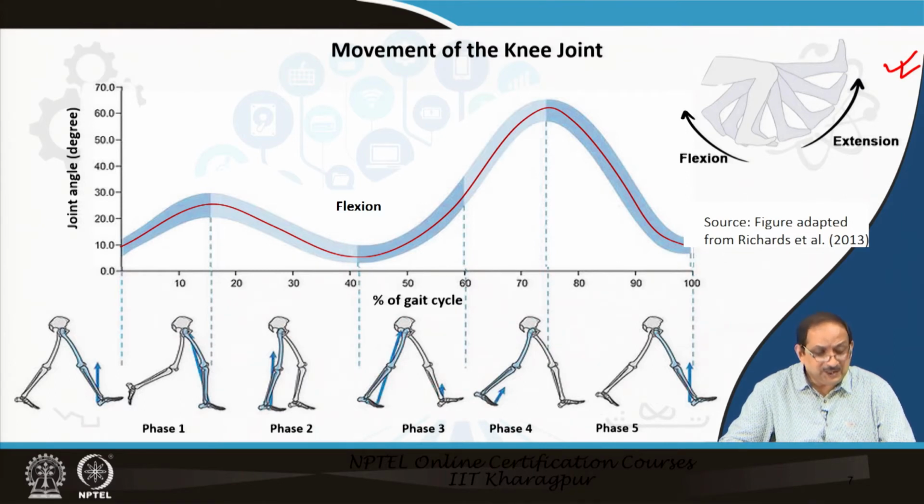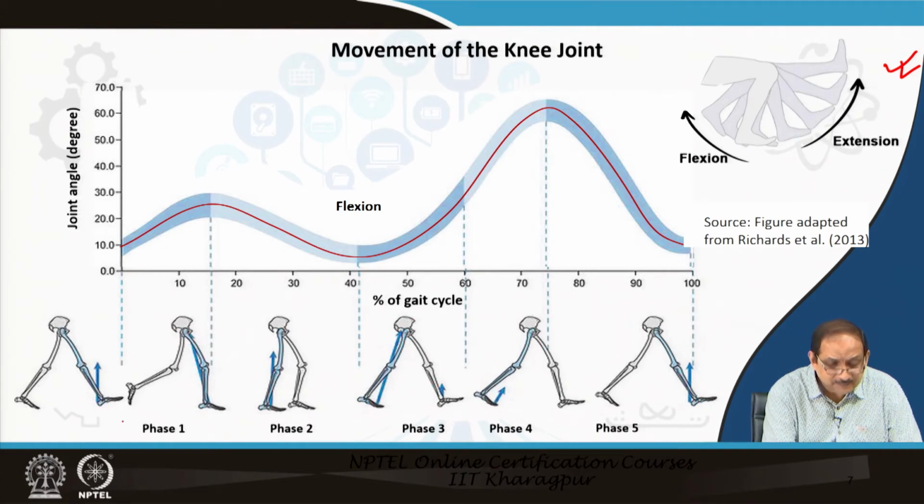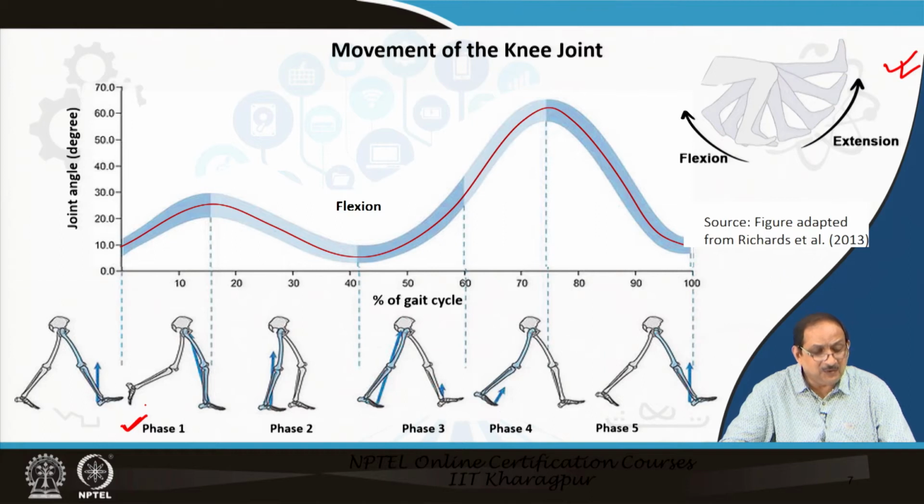After the initial contact in phase 1, after the initial contact, the joint flexes to about 20 degrees.